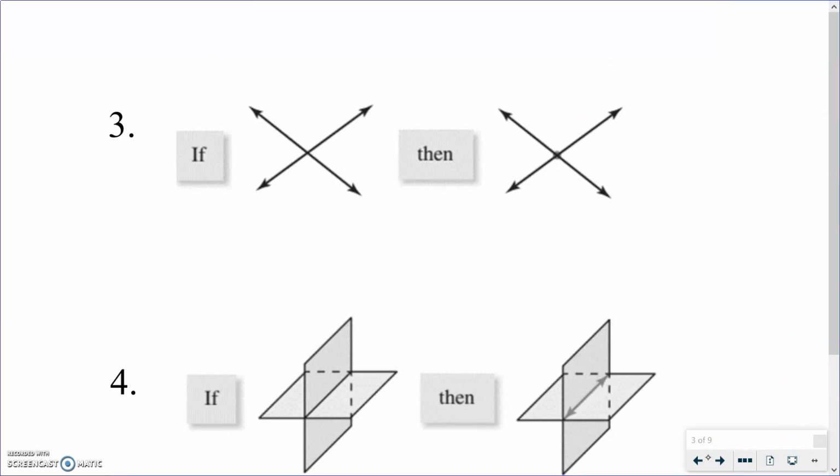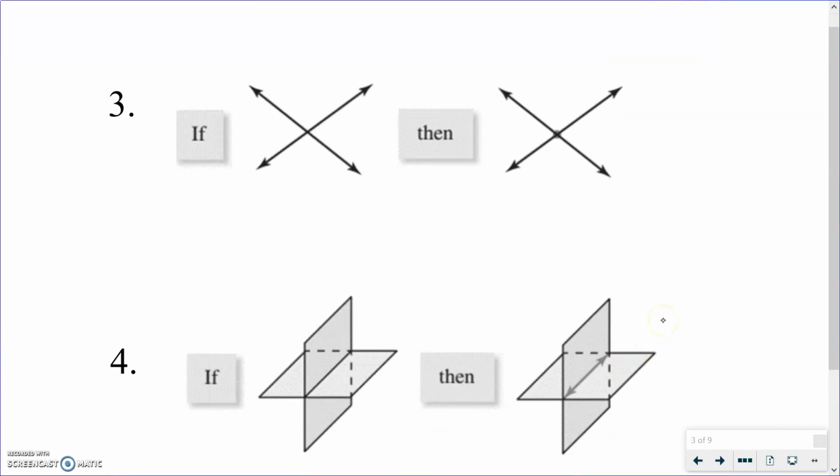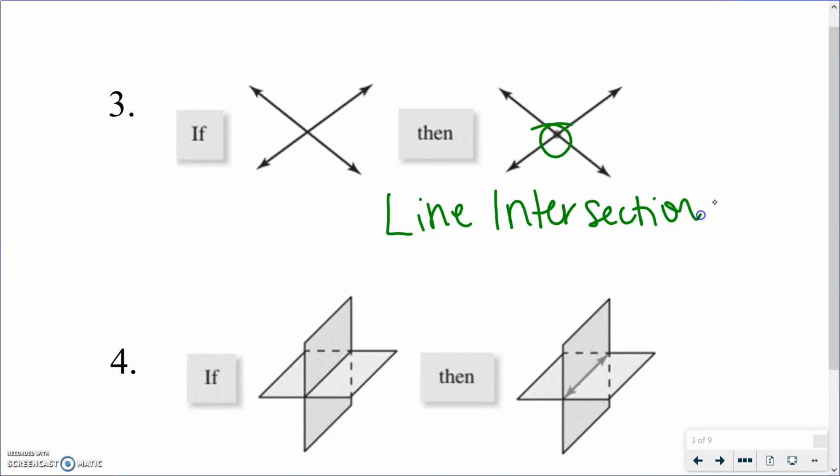Okay, well, the only difference I see between the if picture and the then picture here is that there's a point right there. So it's going to be something about 2 lines intersecting and having 1 point. And so that's called the line intersection postulate. Because if 2 lines intersect, there's exactly 1 point of intersection.